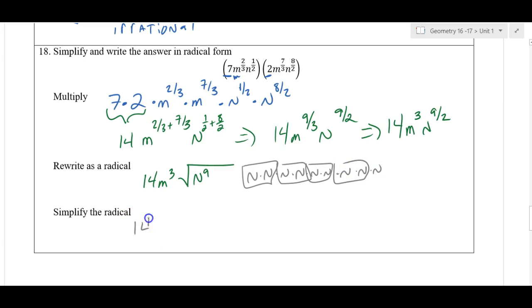So that means after I've simplified it, 14m cubed doesn't change. I have 4 pairs of n, so they come out. I have the 1 remaining, so that stays inside the radical.